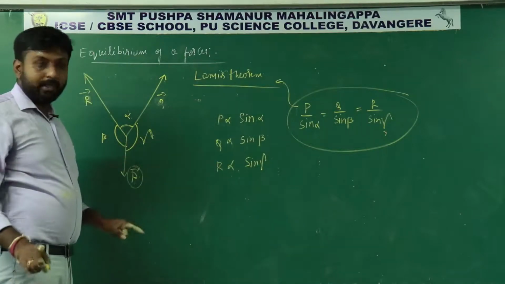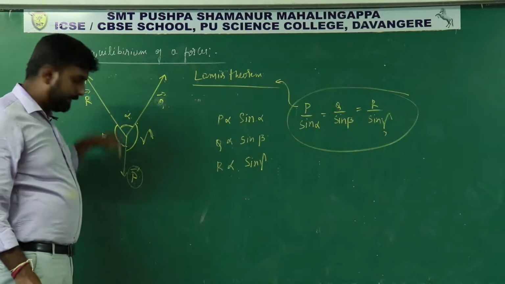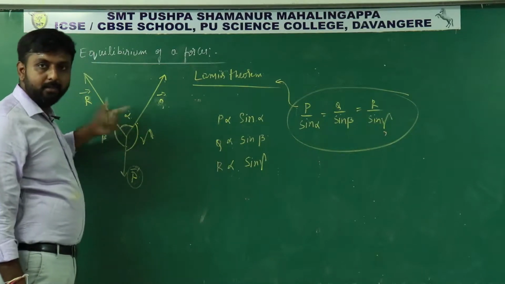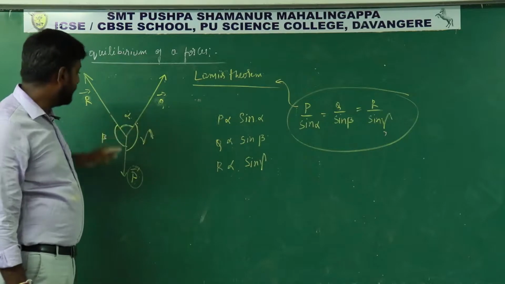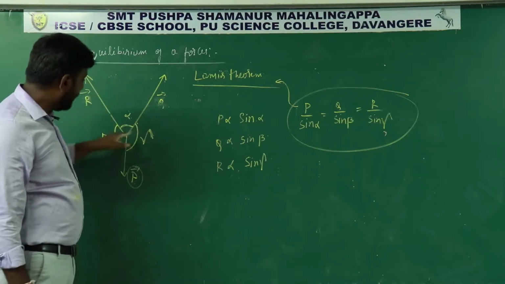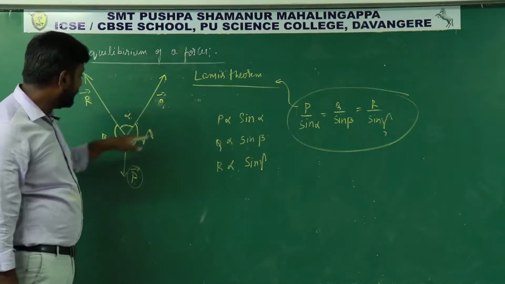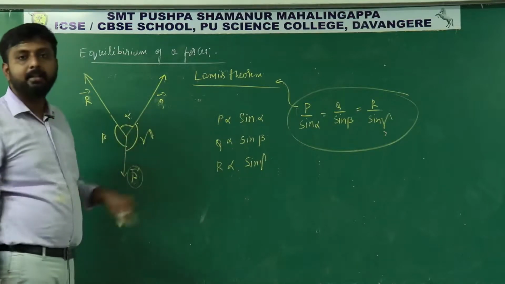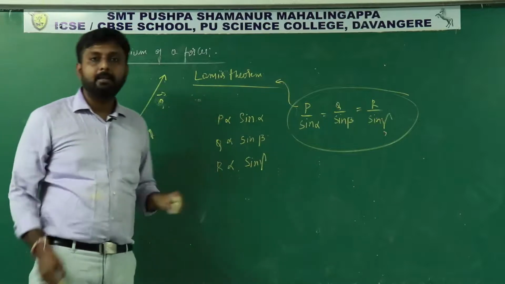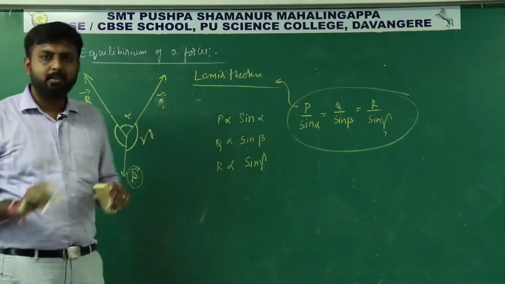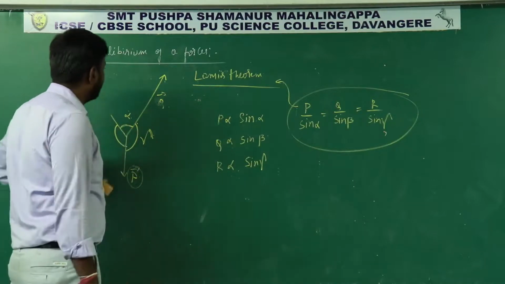I hope you understood. If one vector is acting in this direction, you directly take the opposite angle, P by sine alpha, like that. If the R vector is there, the opposite angle you see is gamma. For the Q vector, the opposite will be beta. In that way, we can take the ratios. So based on that, I will explain a simple problem.